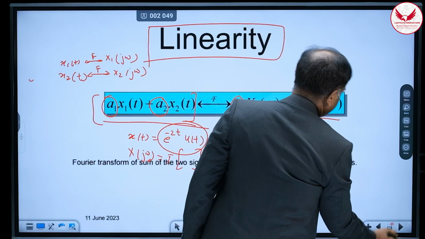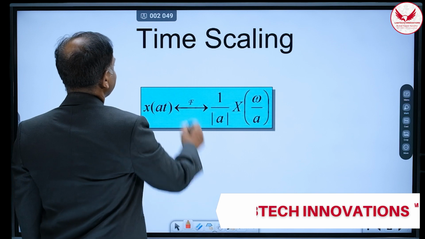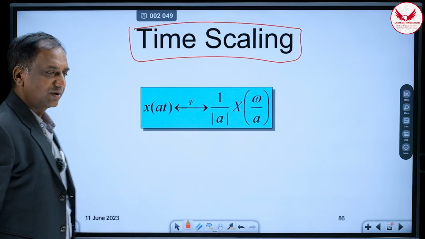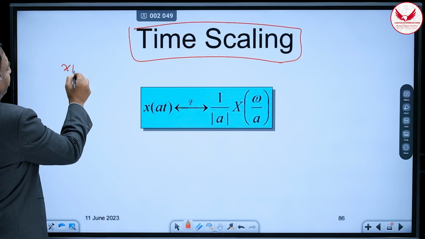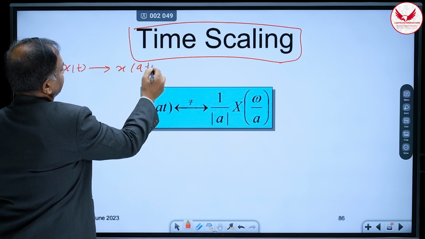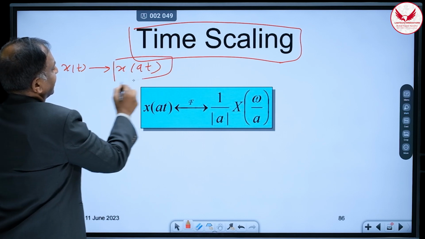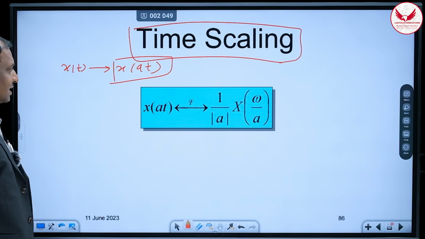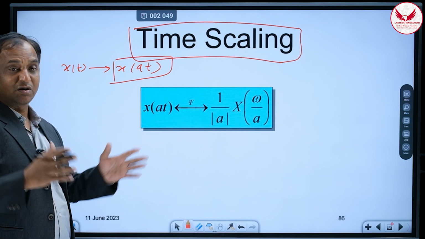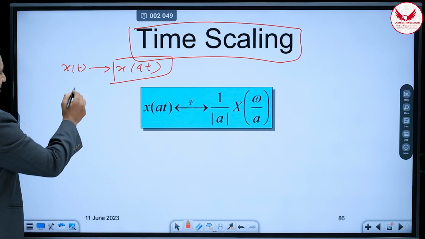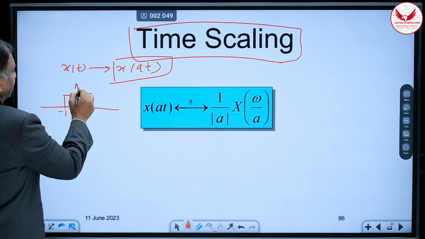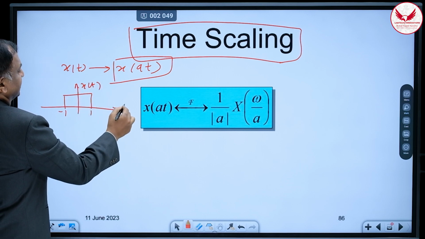The next property we are going to discuss is time scaling. We have already seen time scaling in the first chapter. When the signal x of t undergoes a change to x of at, such a signal is called a time scaling signal. Time scaling means the signal is either expanded or compressed in the time domain. For example, this is my signal x of t, with amplitude 1 and minus 1, and this is t.